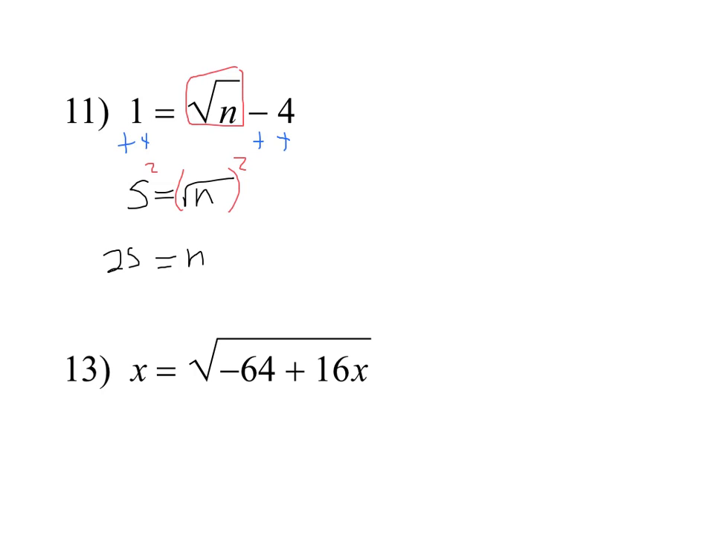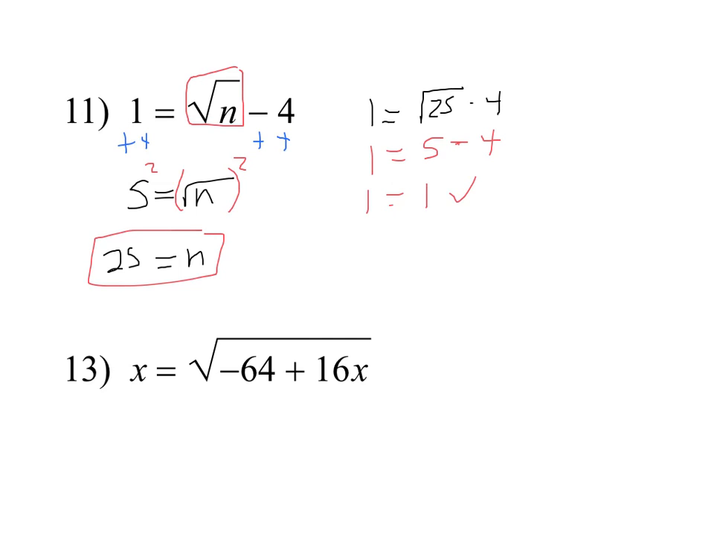But we have to check that. So we go back to the original equation, put the answer we got into where n was, and we solve. Or not solve, but we just check it. So we have 1 equals root of 25 is 5, minus 4. 1 does equal 1, it checks.